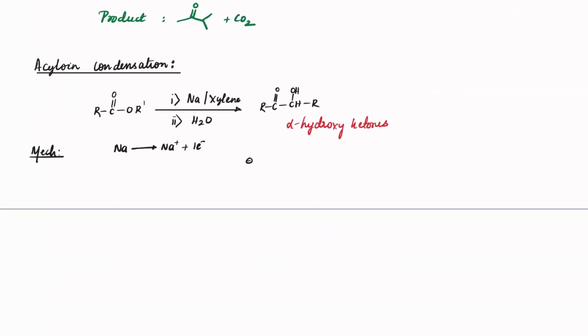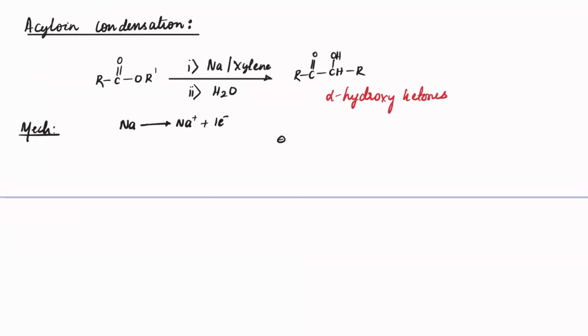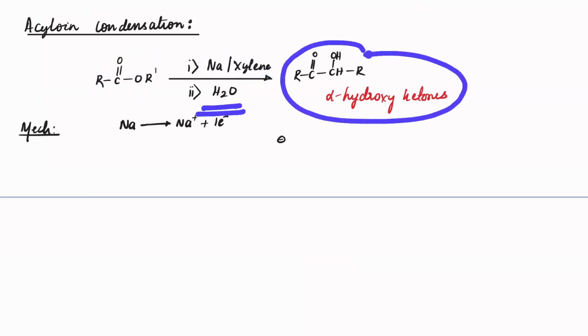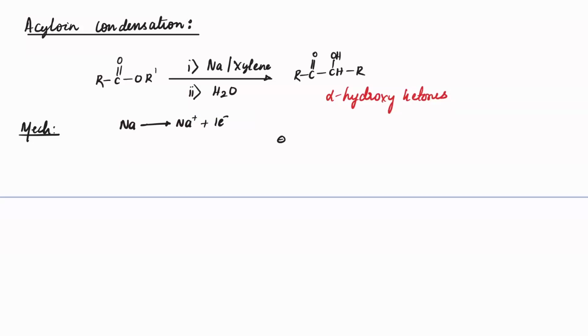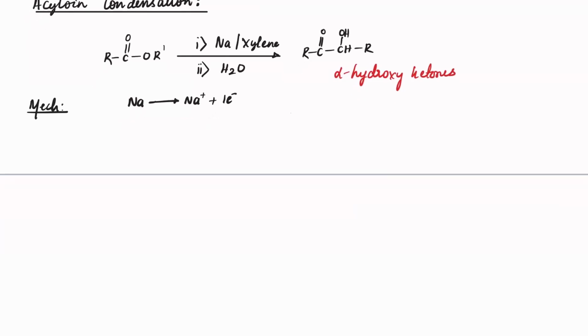Done. Check. The next mechanism is acyloin condensation. That is, an ester, when you react with sodium and xylene, followed by hydrolysis, will give you alpha hydroxy ketones. Let's notice the mechanism. How does it happen? The first step of the mechanism is sodium releasing electrons in xylene. So first sodium will release the electrons.